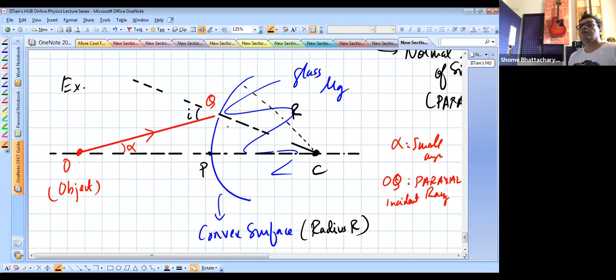Okay. Now assume that obviously glass is denser, and this side we have air. So its refractive index is mu A. So the refractive index of glass is more than the refractive index of air. So it tends to bend towards the normal. So instead of going like this, it bends a little bit like this, let's say.